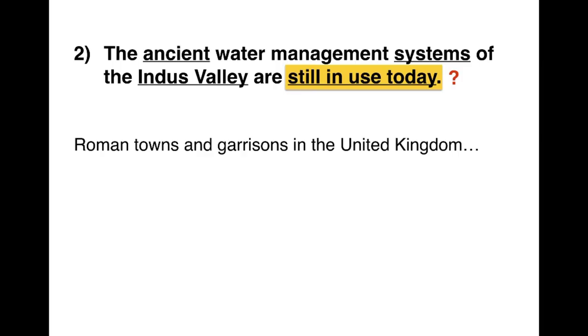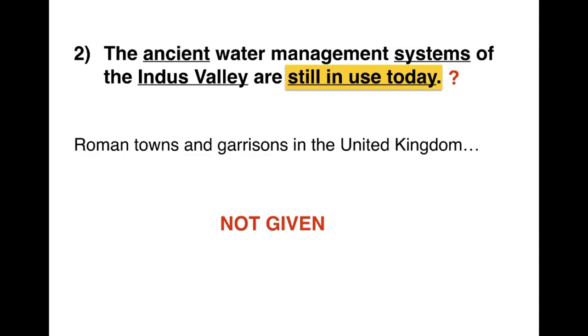Roman towns and garrisons in the United Kingdom. Now this has gone on to a new topic now. It's not about the Indus Valley anymore, it's about Roman towns. So I think that we can safely say not given. However, one technique is, if you're not sure, miss that question, go on to the next question and then return later. We know that the answers go in order, so if we can find number 3, then we know that the answer for question 2 should be somewhere between numbers 1 and 3.